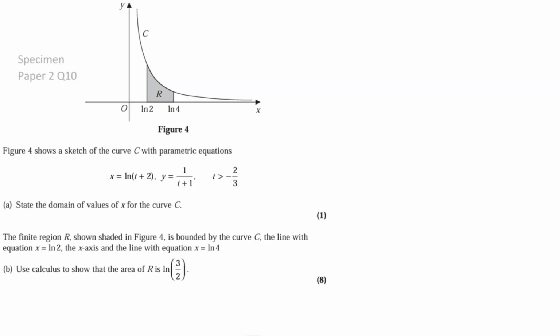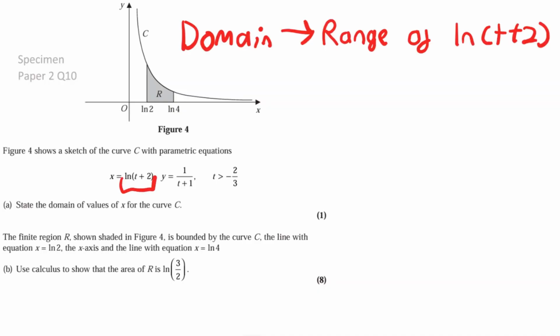Now, we talked about questions like this back in the parametric equations video back in year 2 of chapter 8. The way that we tackle questions like this is we're going to consider this parametric equation here for x over this t is bigger than minus 2 over 3. As we need to find the possible x values that we can use, what we're just going to do is consider the range of values that the natural log of t plus 2 gives out for this inequality here. This t is bigger than minus 2 over 3.